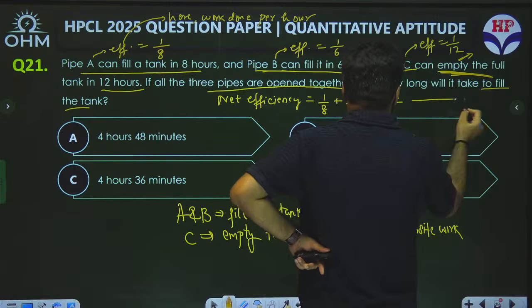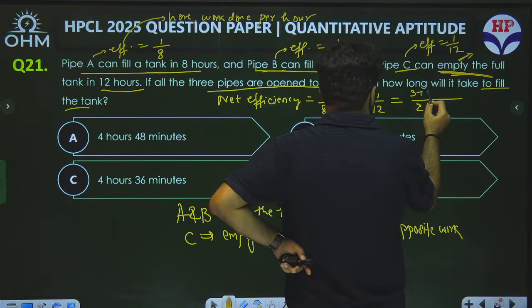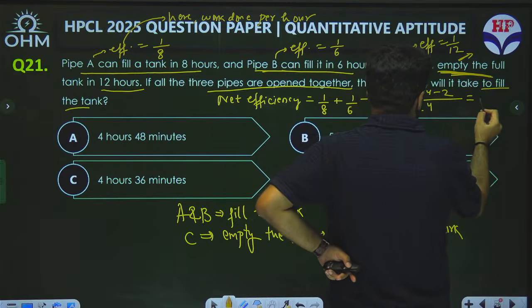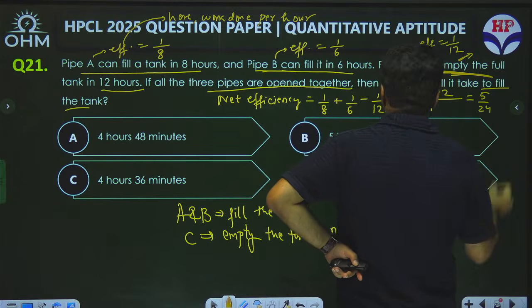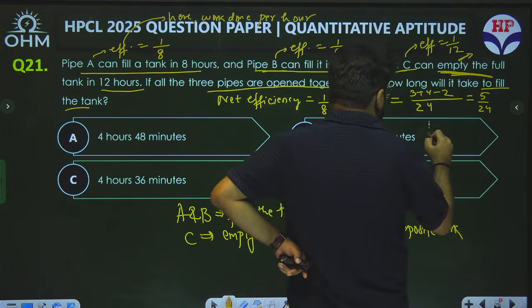How much is the LCM? You can take 8, 6, 12. I'll write 24. Then you have 3, then you have 4, and then you have 2. Okay, so this is 5 by 24. If this is the net efficiency, what is the time taken? Reciprocal.